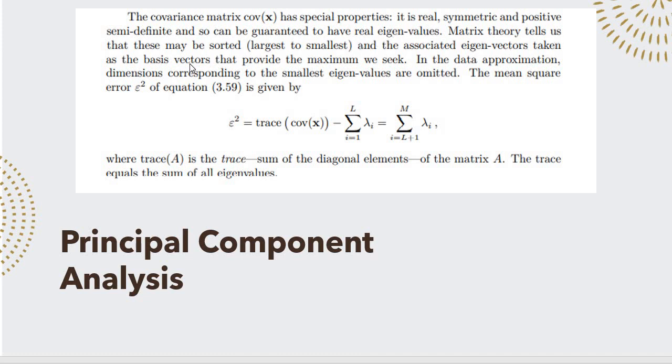Matrix theory tells us that these may be sorted. Sorted कैसे करते हैं, largest to smallest, and the associated eigenvectors taken as the basis vectors that provide the maximum variance in the data. In the data approximation, dimensions corresponding to the smallest eigenvalues are omitted. So the mean square error is given by this.